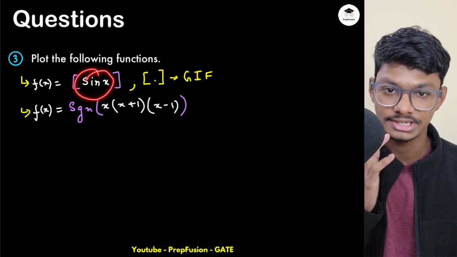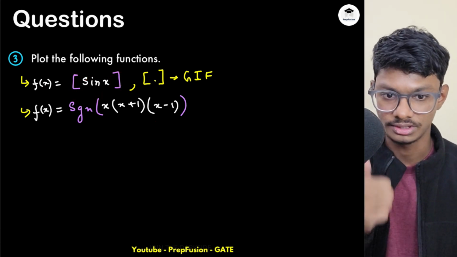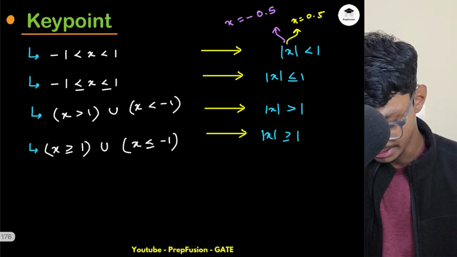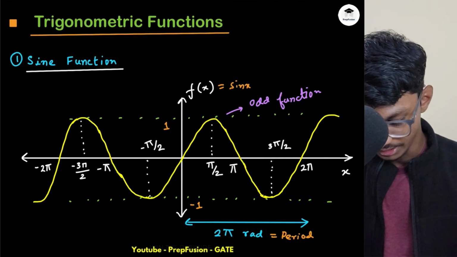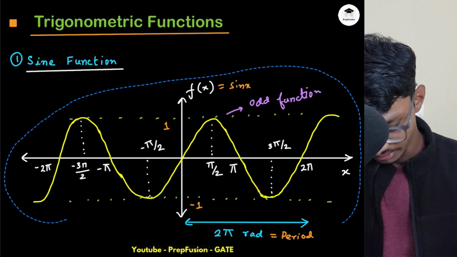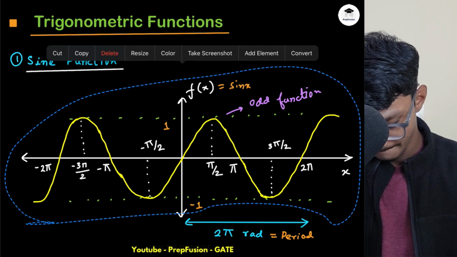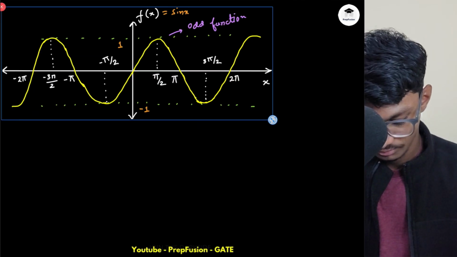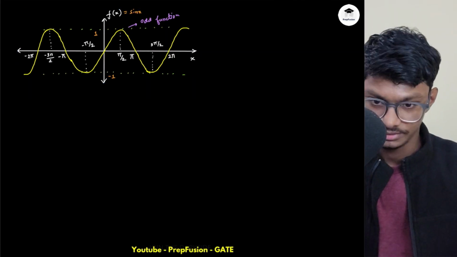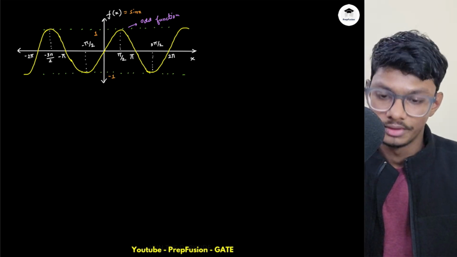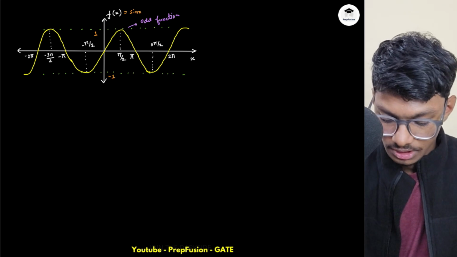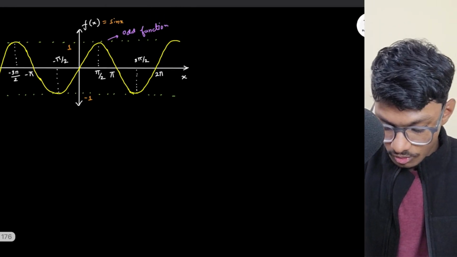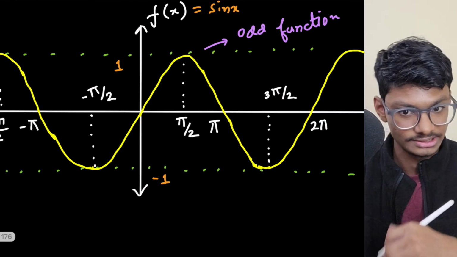To plot the greatest integer of sin x, first, what is sin x? If I just copy this graph, now what is the important point? What was the greatest integer function? The greatest integer function means the greatest integer less than or equal to x. Here my x is sin x this time.